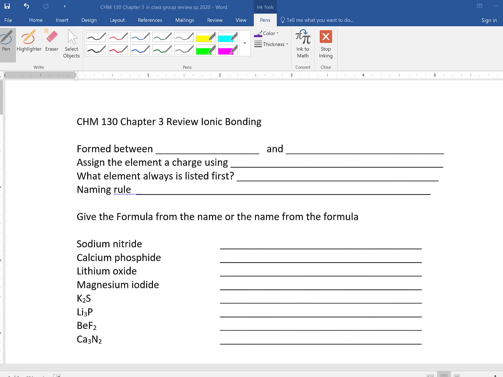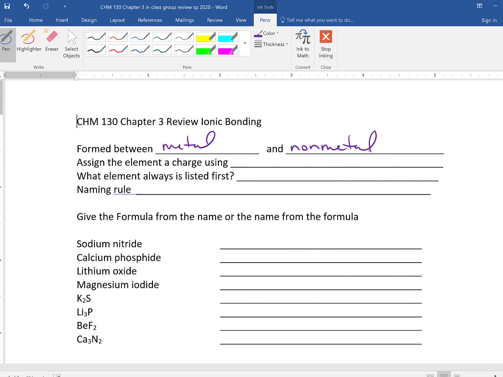Nonmetals, right? So that is really the way to recognize an ionic compound. If the first element is a metal, then you know it's ionic. So this is a metal and a nonmetal. And you can identify metals and nonmetals. You'll always have a periodic table. And what do you look at on the periodic table?